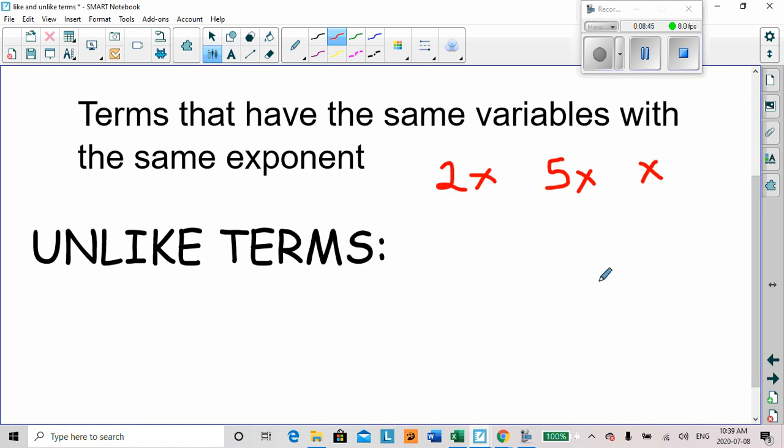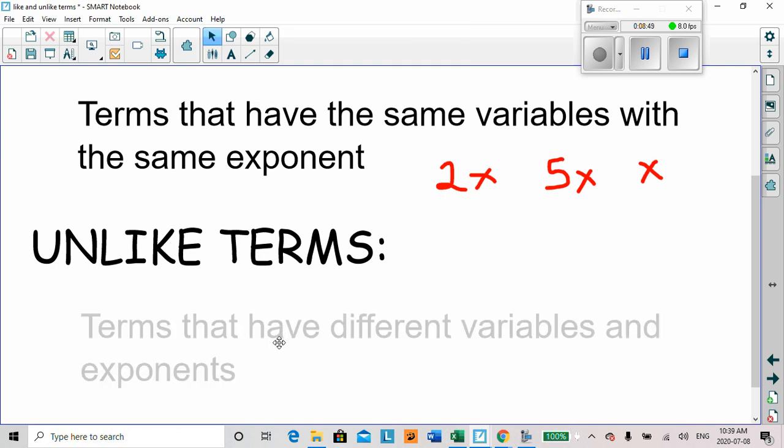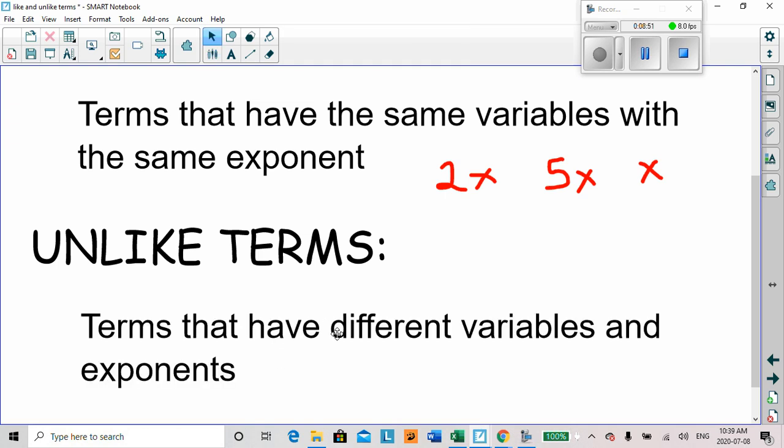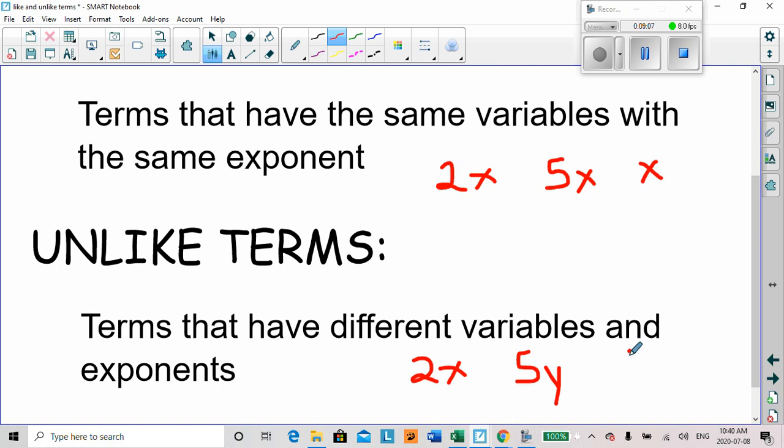Unlike terms are terms that are different. They don't have the same variable and the same exponents. So, for example, 2x is not a like term with 5y or 7. Those are all unlike terms.